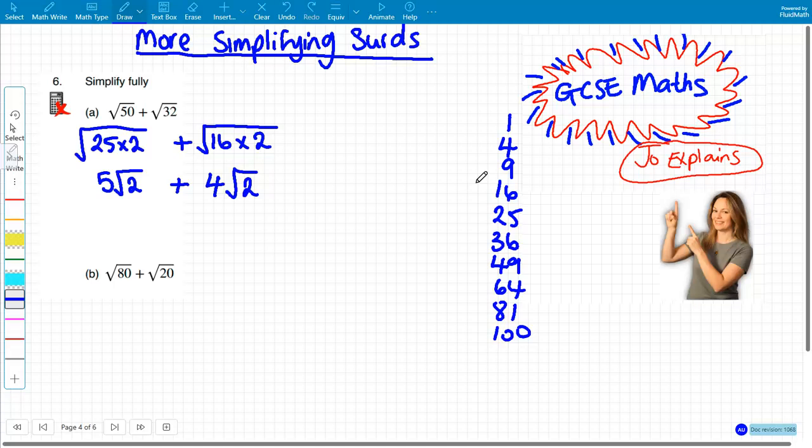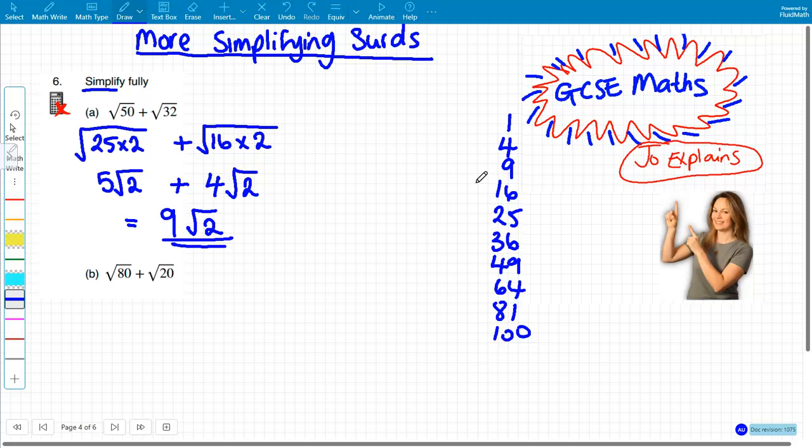Now, we have an opportunity to simplify, like it says in the question. Because they're both root 2's, it's a bit like when you have x's, you can add them together or subtract them. So we're going to say 5 root 2 plus 4 root 2 gives me 9 root 2, and that is our final answer there. Right, so that's that question.